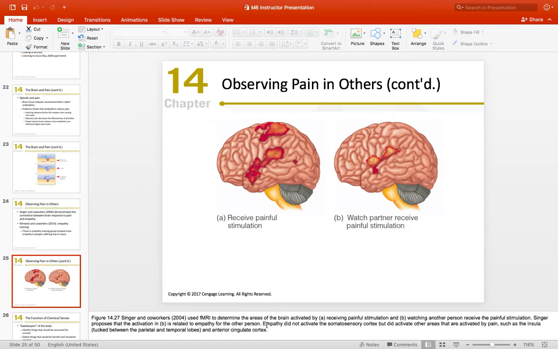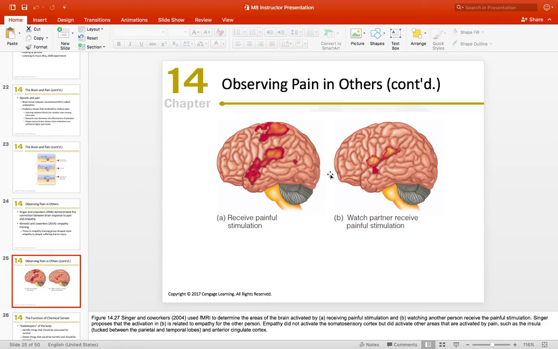You can notice here, empathy did not activate the somatosensory cortex, which is up here on the top, but did activate other areas that are activated by pain. Okay, these are some other parts of the cortex. So this could explain, or at least it shows the correlation of, certain parts of the brain that literally are affected by just watching others. It's like the social brain where we have our ability to empathize. And we call these mirror neurons, which is really interesting.